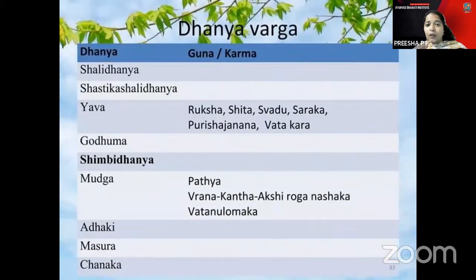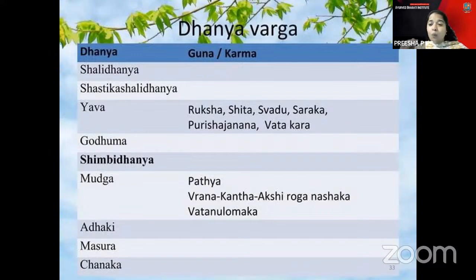Then when you come to the Dhanya Varga, it is the Shalidanya, Shishtika, and the Yava. So Yava, it is Purusha Janana and Vadakara aspects. And Sarvatamostu Patya is considered like that. The question can be asked. Sarvatamostu Patyama is Mudga there.